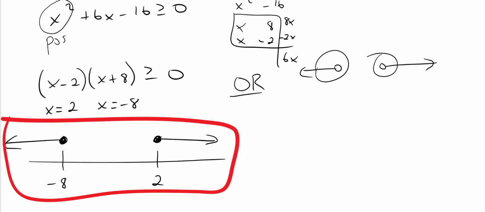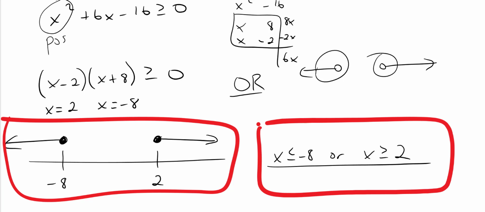And then the written answer is really easy. It's just look at the graph. x is less than or equal to -8, or x is greater than or equal to 2. And that is the other part of the answer. Okay? It's not bad. Not bad.